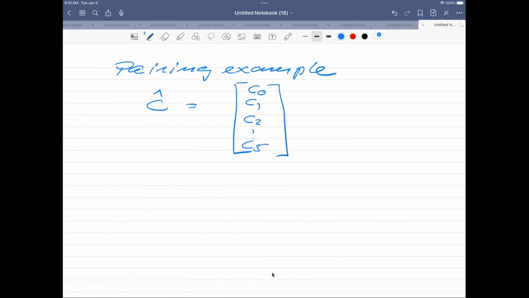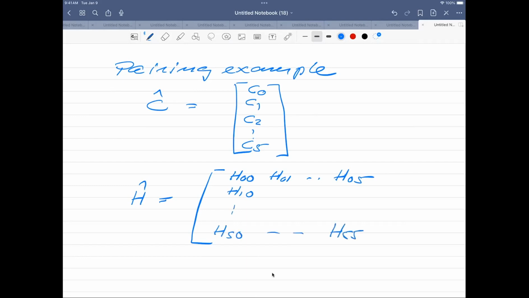And the matrix H, which we have, would then be given by these matrix elements H00, H01, up to H05. And then I have H10. The matrix is Hermitian, which means that H01 is the same as H10. And this goes down all the way to H50, and it continues to H55 here.